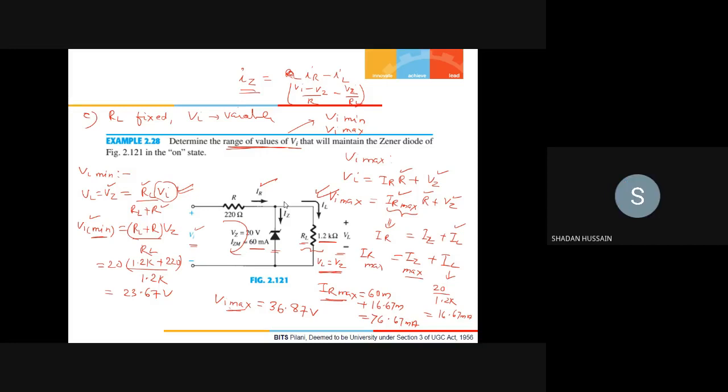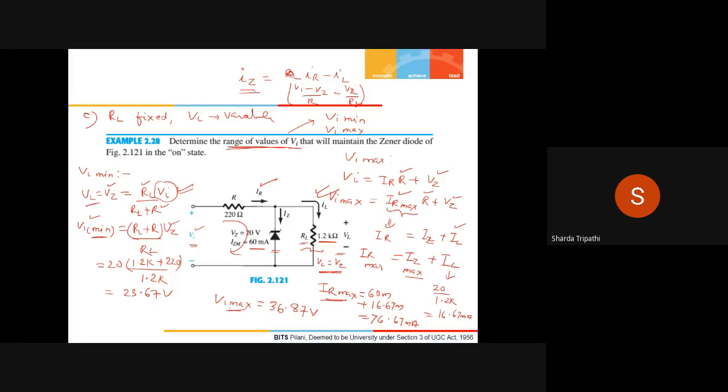No, Ma'am, how is VL equal to RL into VI by RL plus R? For that, IR should be equal to IL, right? The current should be same. कहाँ पे? How is VL equal to RL into VI by RL plus R? That first equation. This one? Yes, ma'am. This is simply by rearranging.